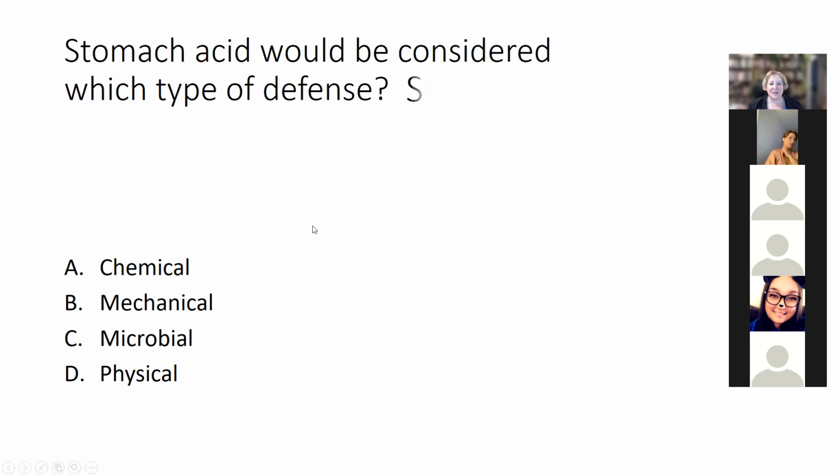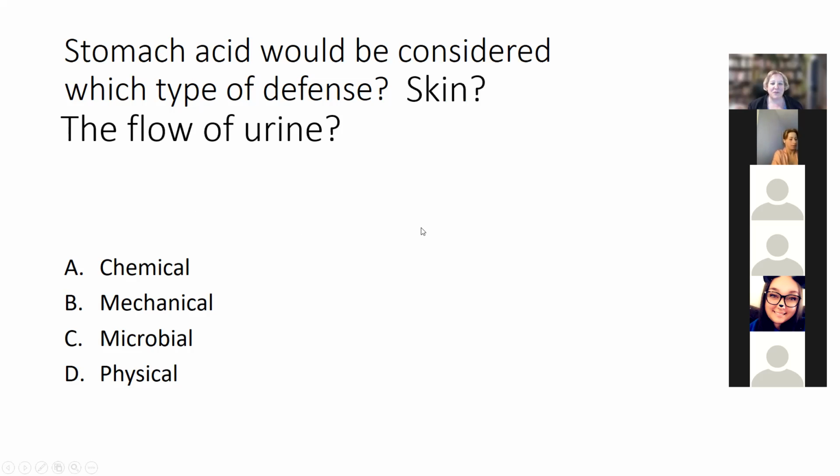We're going to skip this next one because I don't like it. How about the flow of urine? Would that be considered chemical, mechanical, microbial, or physical?